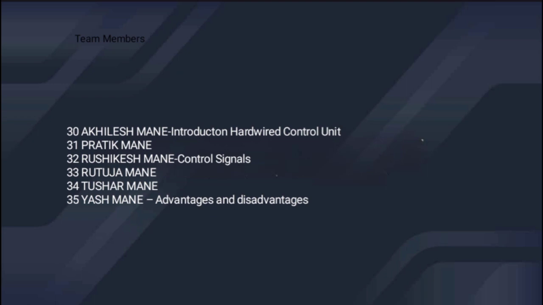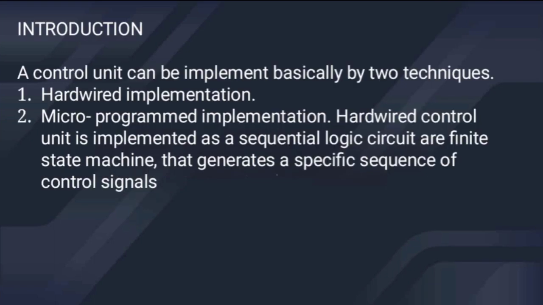So what is a control unit? A control unit is basically responsible for generating control signals. A control unit can be implemented basically by two techniques. First one, the hardwired implementation, and second one, the microprogrammed implementation. So we are going to learn about the hardwired control implementation.